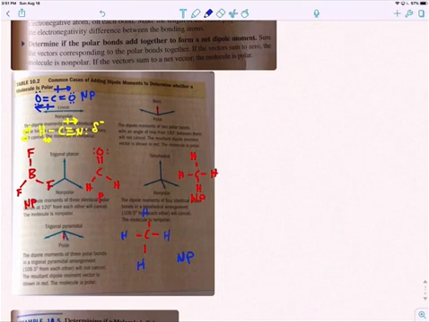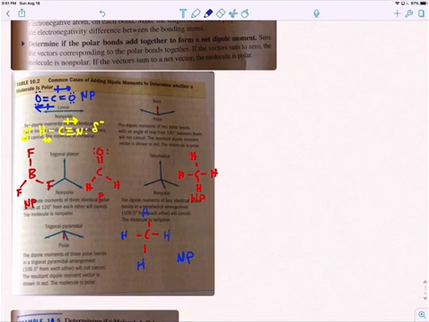For planar, I have boron trifluoride and formaldehyde. So boron trifluoride, it's all the same atom. It's all the same fluorine. That is nonpolar. If there's one different, like you have here with formaldehyde, you have carbon bonded to hydrogen and oxygen. Oxygen's different, therefore this is a polar molecule. You actually have a buildup of negative charge on the oxygen end of the molecule.